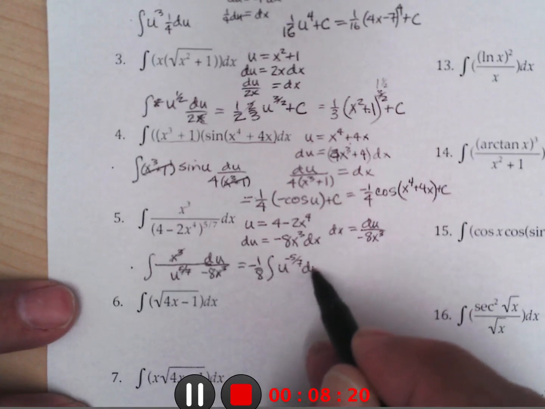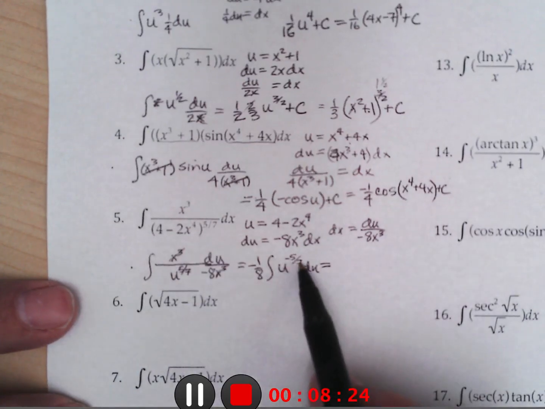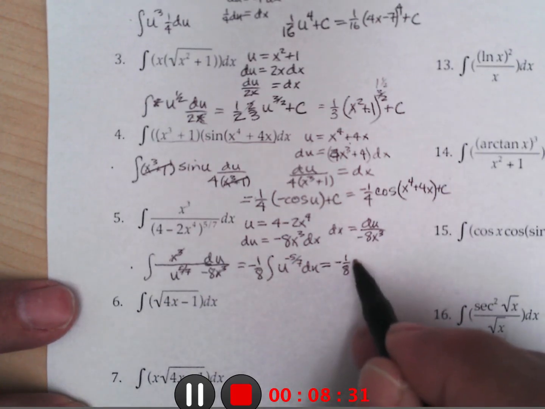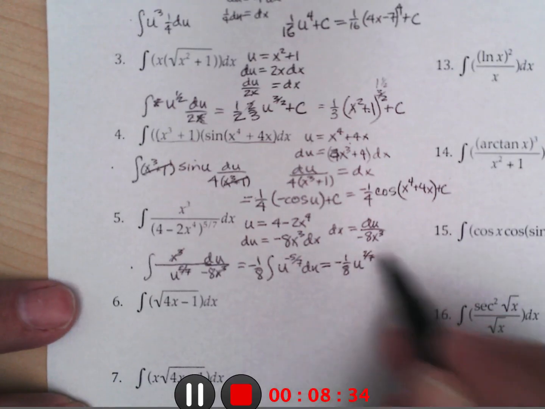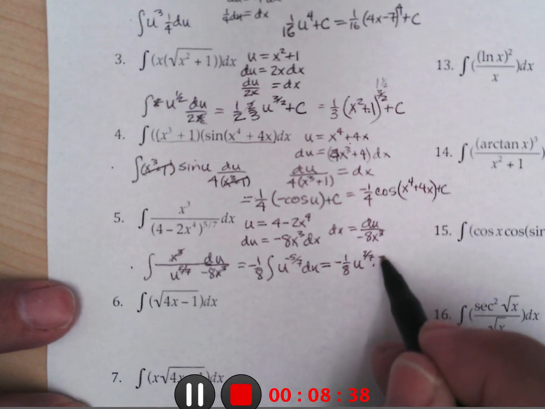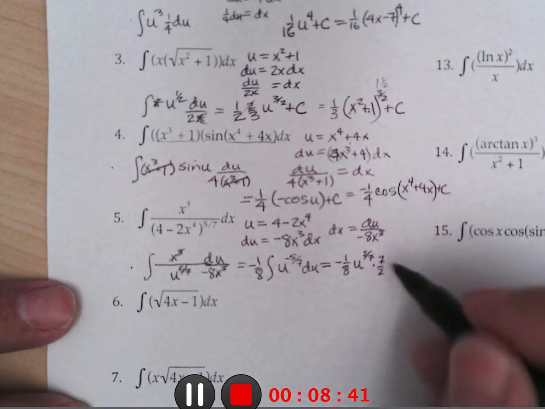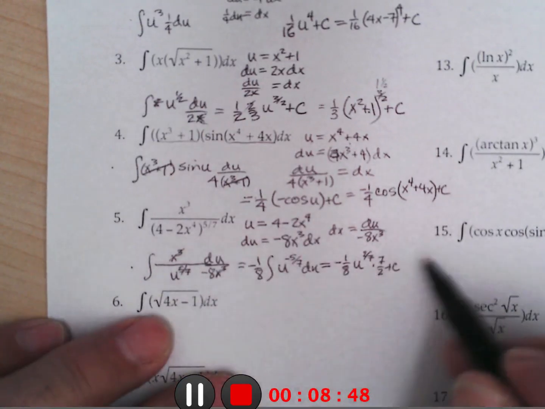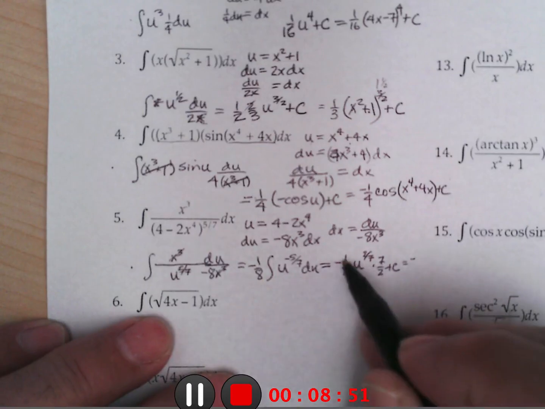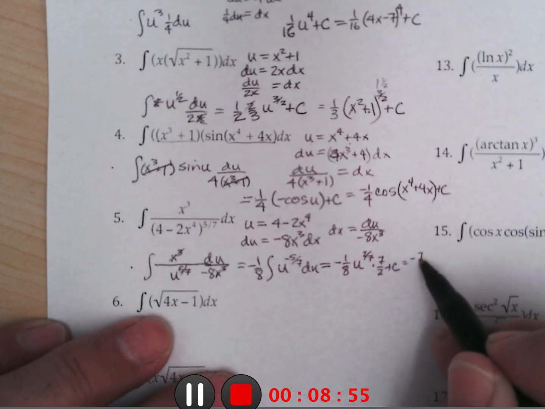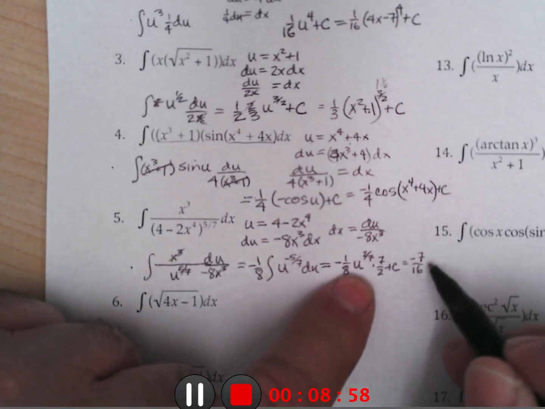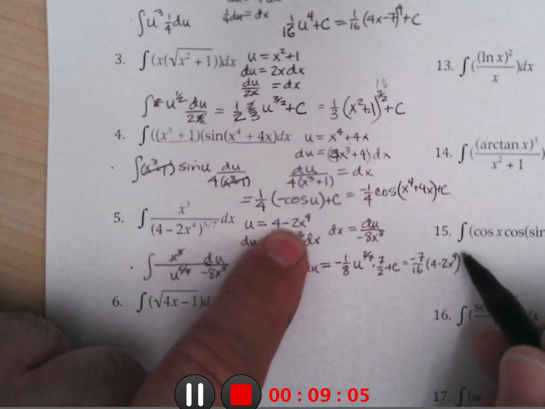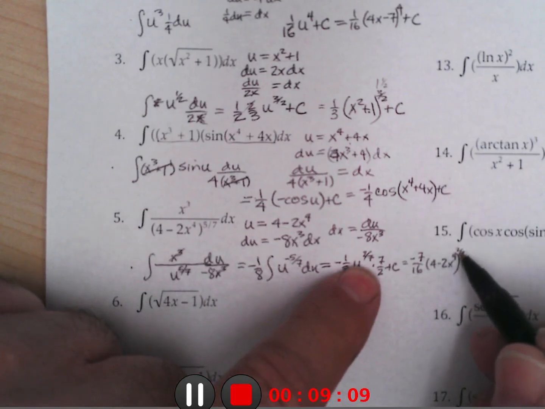du. Integrating that, adding 1 to that, which is 7/7, I get 2/7. So I get negative 1/8 u to the 2/7 divided by 2/7, which is times 7/2 plus c, and then replacing the u with what I had, so this becomes negative 7/16 u, which is 4 minus 2x to the fourth, to the 2/7 plus c.